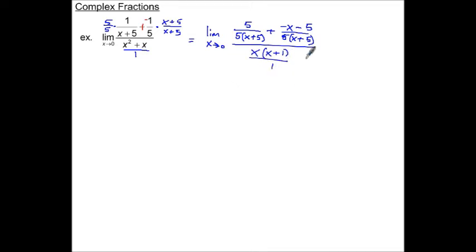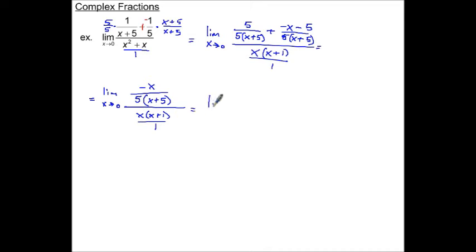At this point I kind of ran out of room horizontally, so I'm going to bring this down to the left and take my numerators, put them together, and I do have a positive 5 and a negative 5 that'll cancel. So now my limit as x approaches 0, my numerator of my numerator works out to be a negative x, and then my denominator of the numerator is still the common 5x plus 5 that we had a second ago. And then my big fraction bar gives me that thing that we just factored, x plus 1 all over 1.